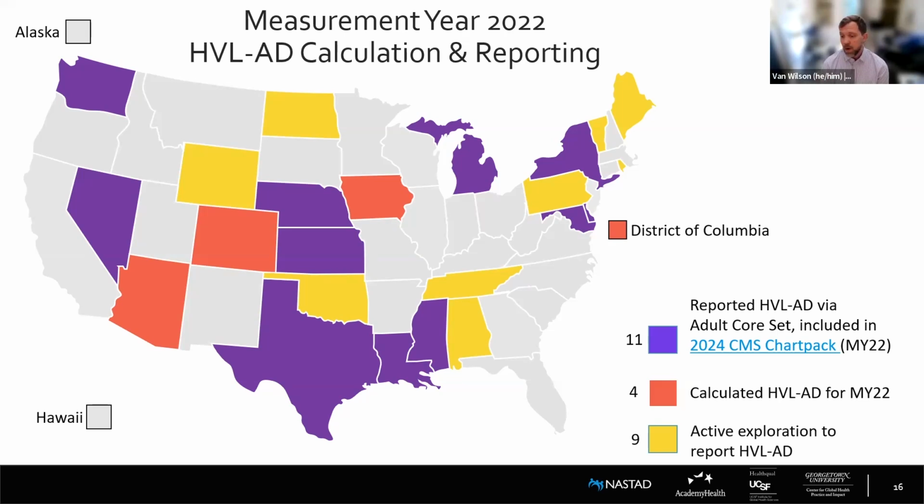We know through our work that 4 other states calculated the measure but didn't get it reported. And presently, we're working with 9 additional states to report HVL-AD. Next slide. Next slide, please.